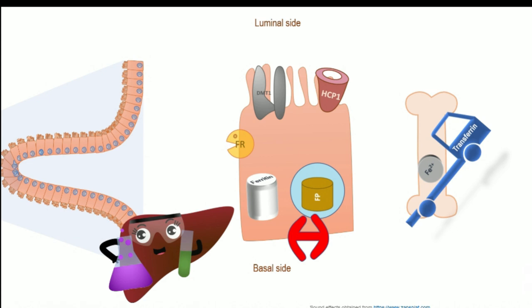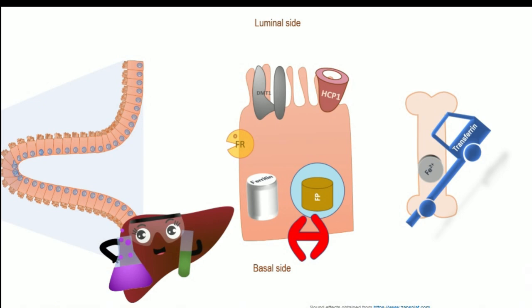Under physiological conditions, the body gets rid of iron during the normal cellular turnover of enterocytes. Normally the enterocytes are shed out into the lumen. These enterocytes, especially of the duodenal epithelium, are rich in iron. So when they are shed, the body gets rid of iron.